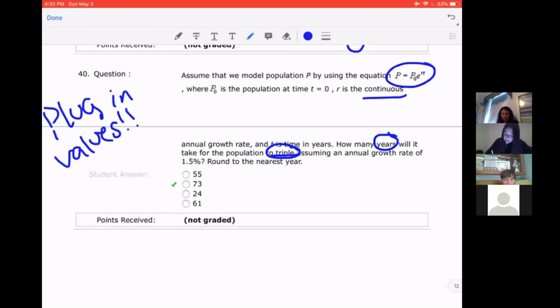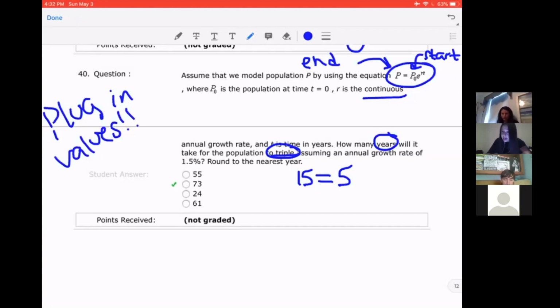Remember that P by itself is the ending amount. P sub 0 is the starting amount. That's why it has the 0 there, because you start at 0, like when we're counting. They don't tell us what the population is, so let's pick easy numbers. If it's tripling, let's say my ending population is 15, because then what would my beginning population be? 5. Perfect. Make sense? Because if you start at 5 and it triples, you end up at 15.